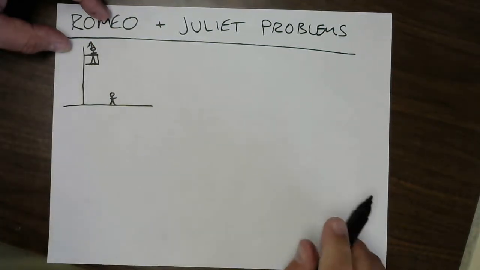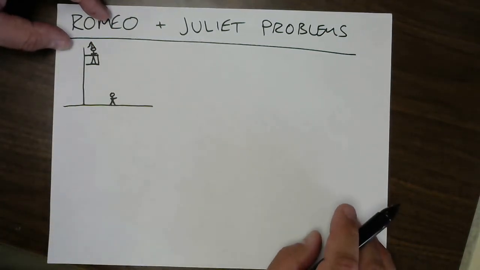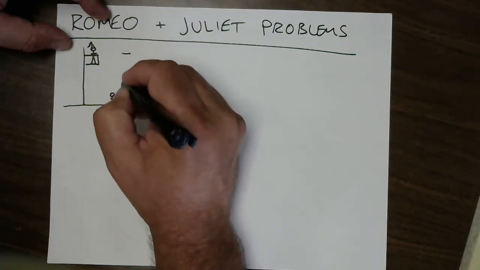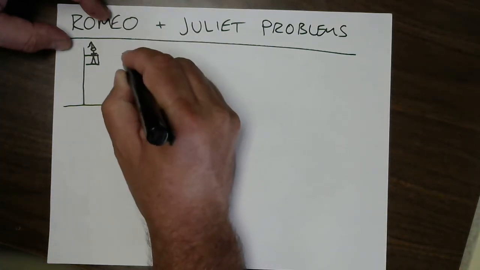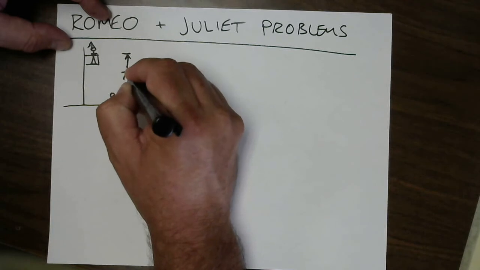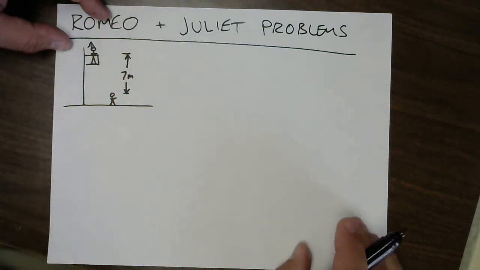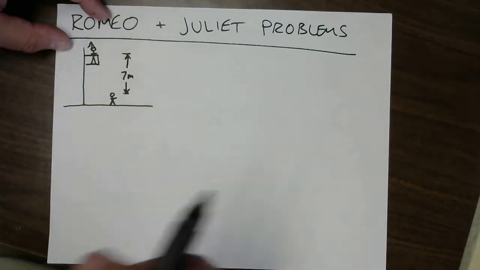You can tell by the little princess hat, and she's on her second floor balcony, which, because this is a castle, the first floor is much taller than the rest of the floors. She's 7 meters, or about 23 feet, above where Romeo is.